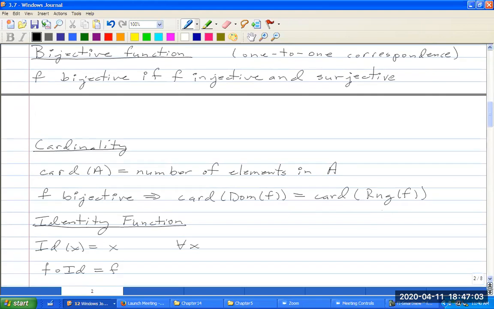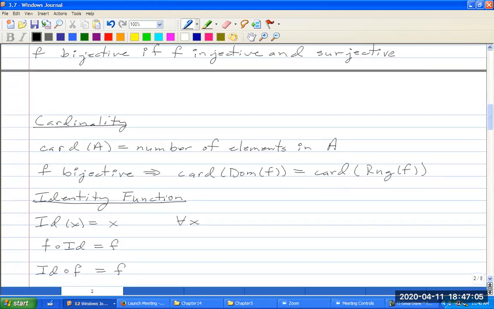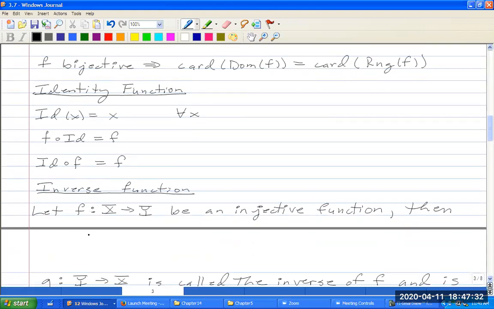The identity function, as we defined before, maps x to x for all x. It is such that f composed with the identity function is f, and the identity function composed with f is just f. And so it acts like an identity. Well, that's why it's an identity function.